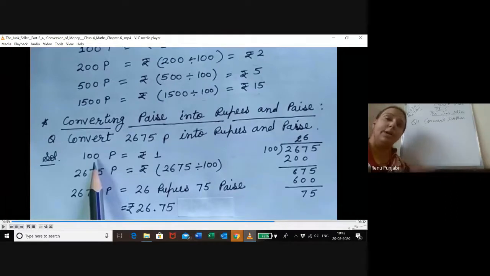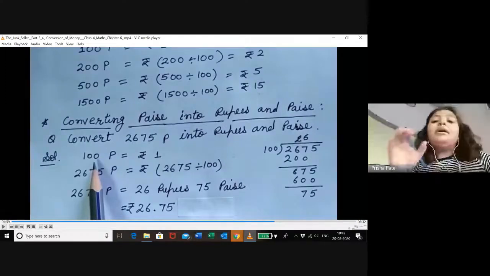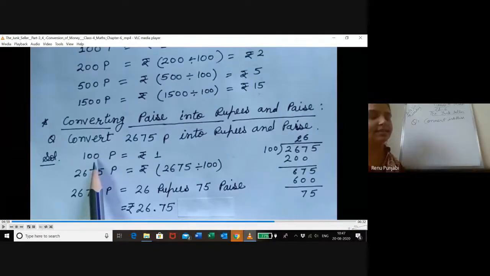So when you convert rupees into paisa, you multiply, and when you convert paisa into rupees, you divide. Ma'am, this is like converting meter into centimeter. Yes, because this is the same line.